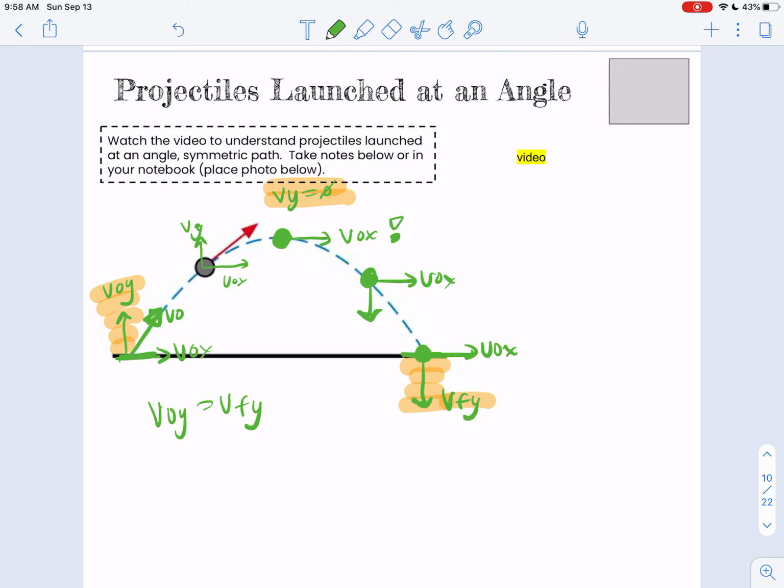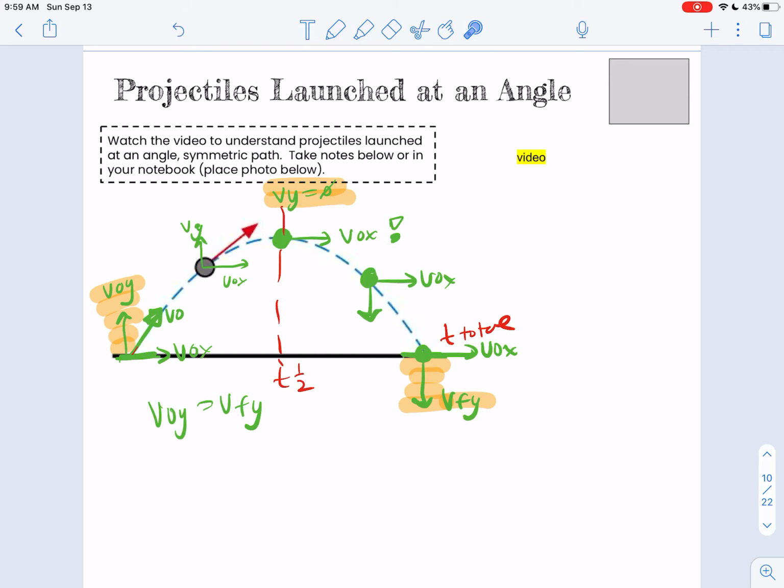A couple other things to note about a symmetric path. This is half the time, and then this is the total time, right? And it's a clean break, right? So if you look at just the first half of the path, if it takes like 2 seconds to get to the halfway, it's going to take 2 seconds to get back. So you can just solve it for the half time and then double it. All right, that's a symmetric path.